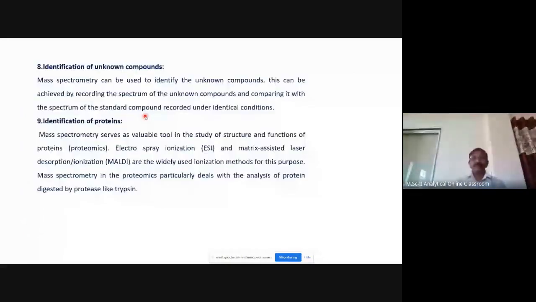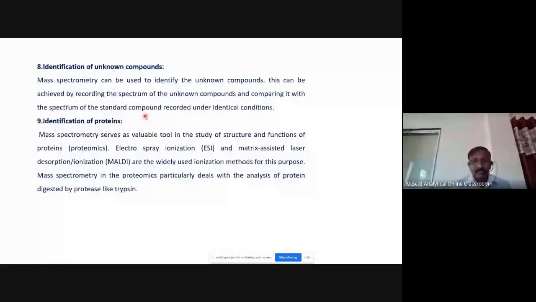Now identification of unknown compounds is a very well known application. Comparing with the spectrum of a standard compound, it is very easy to find out the isomer or unknown compound. Then identification of proteins. It is a very valuable tool in the study of structure and function of proteins. Electrospray ionization and MALDI, matrix-assisted laser desorption ionization, are widely used ionization methods for the analysis of proteins. Proteomics particularly deals with the analysis of proteins, and with proteases such as trypsin, we can easily find out their identification.